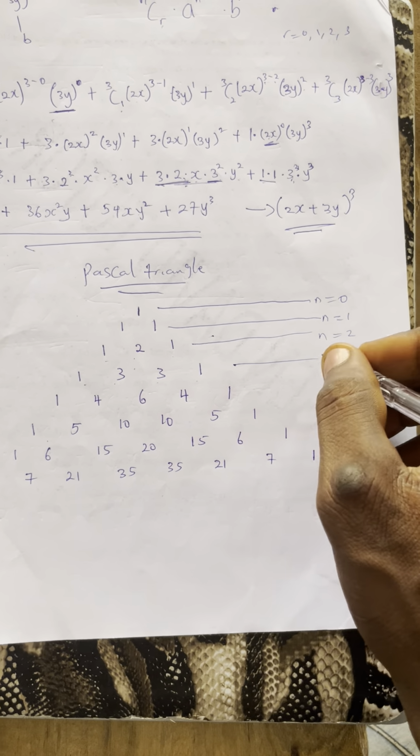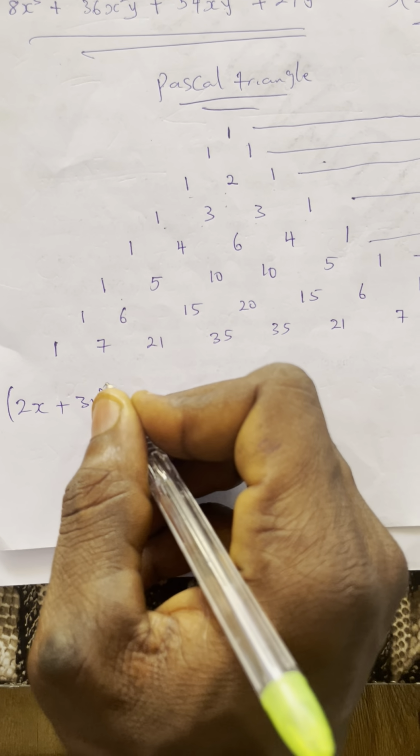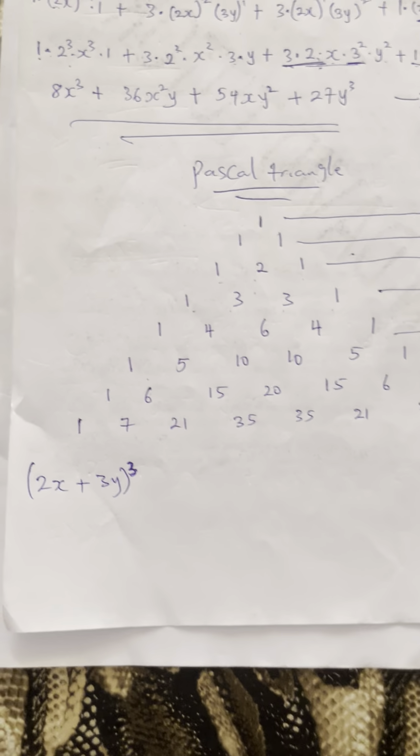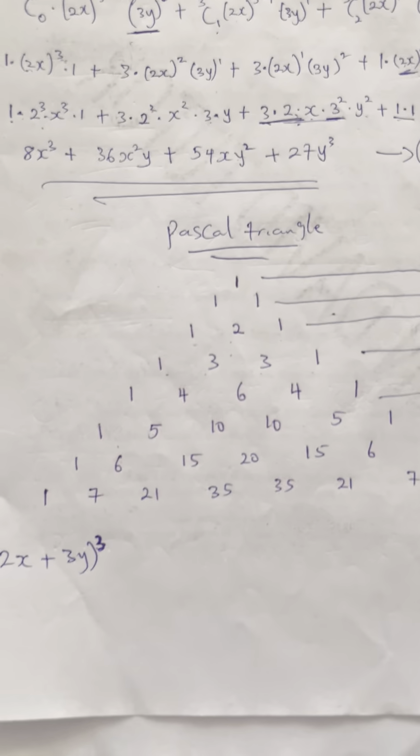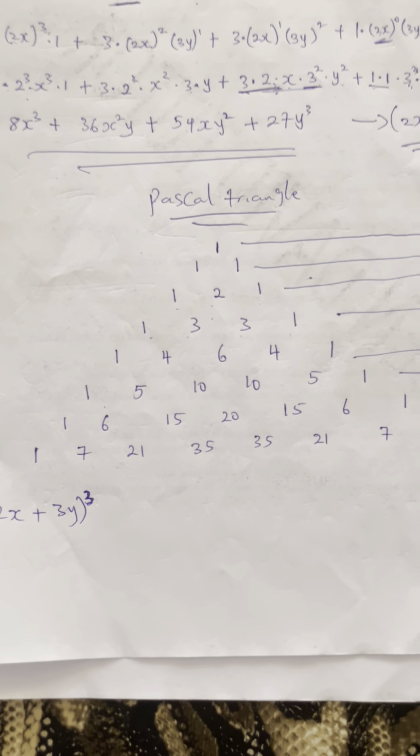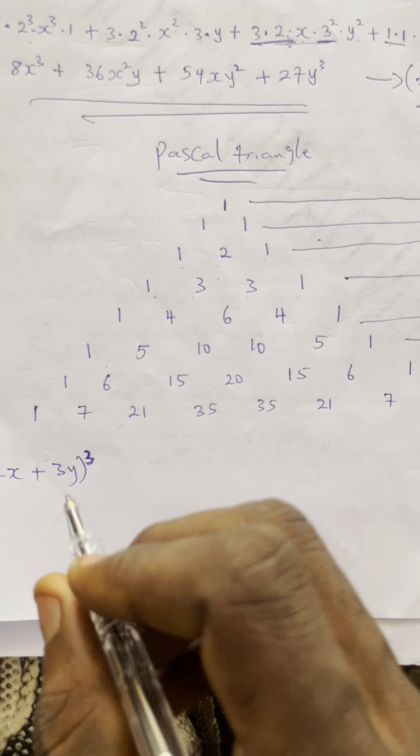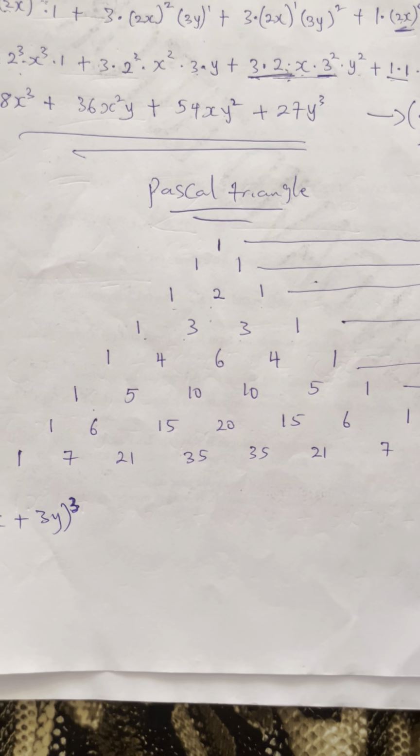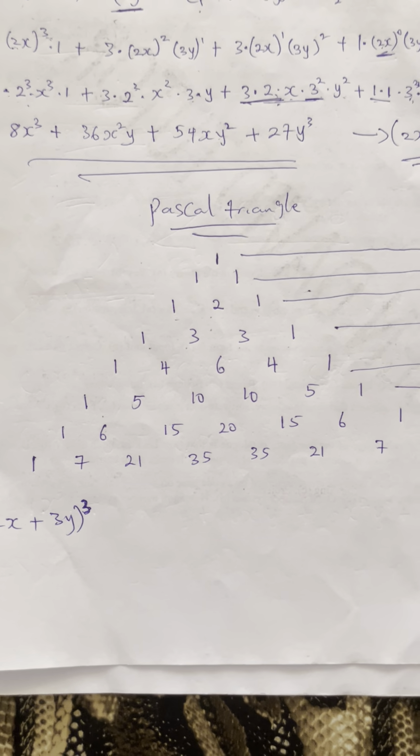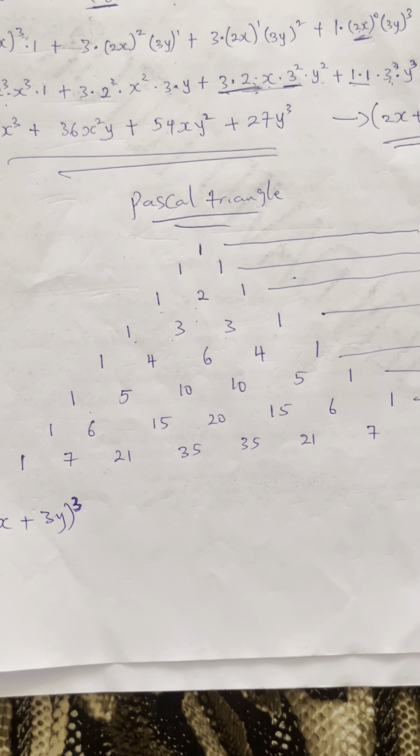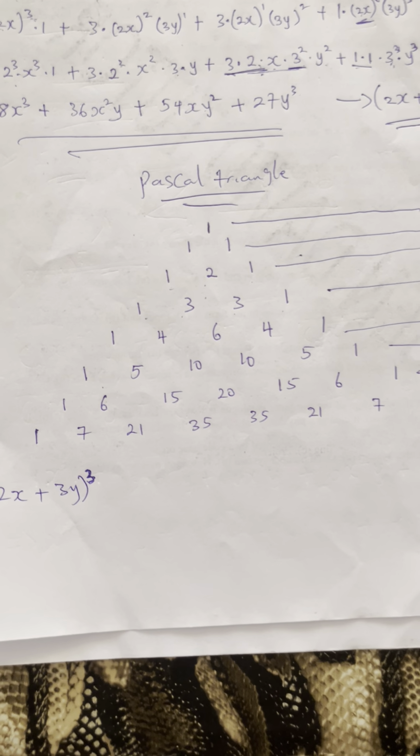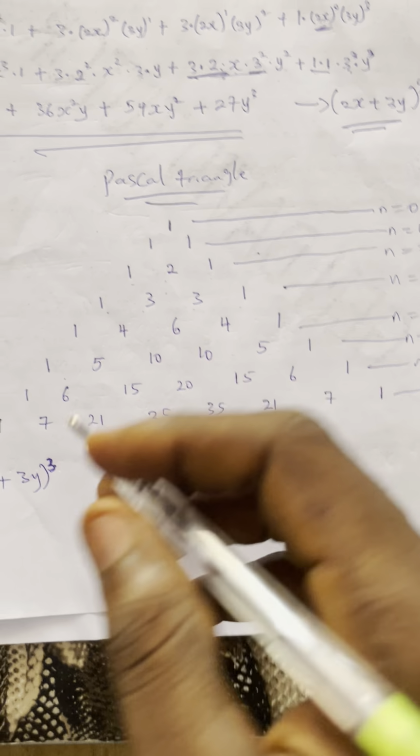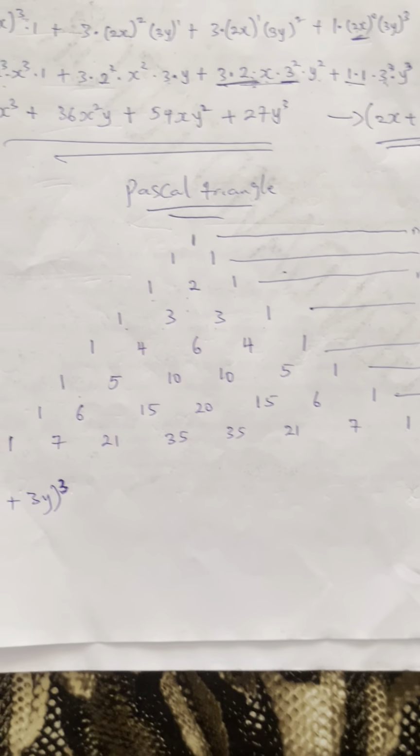And let's solve it again. That's 2x plus 3y all raised to power 3. Now, how do we use the Pascal triangle to solve this? The first thing you need to do is check the power of this. You have to check the alphabets at the left side and the alphabets at the right side.